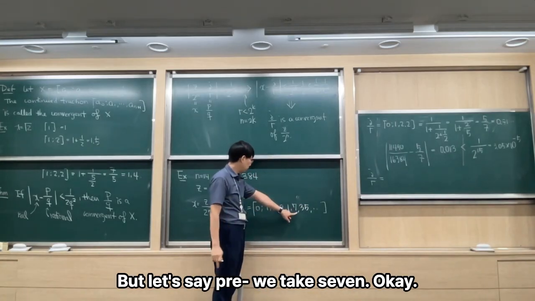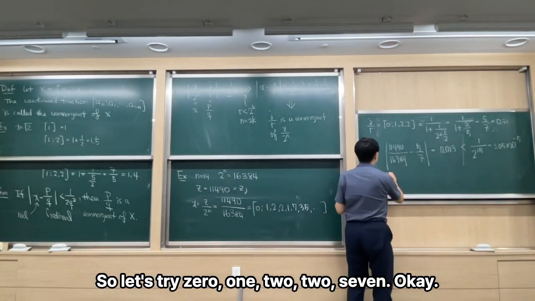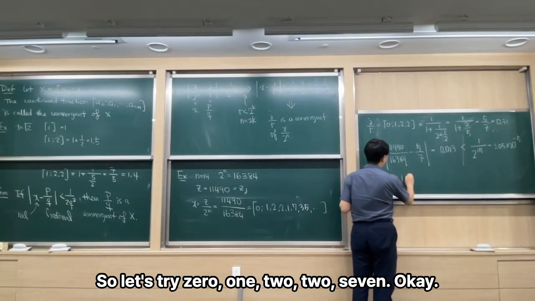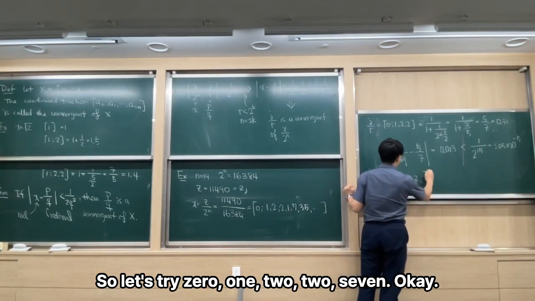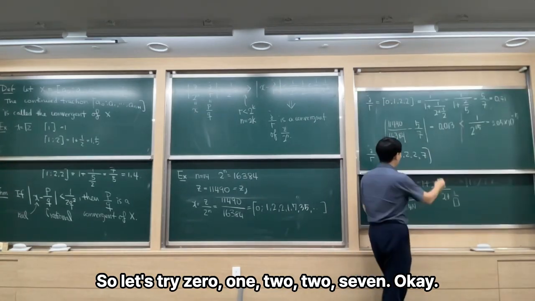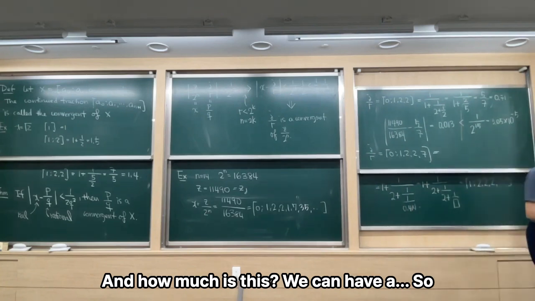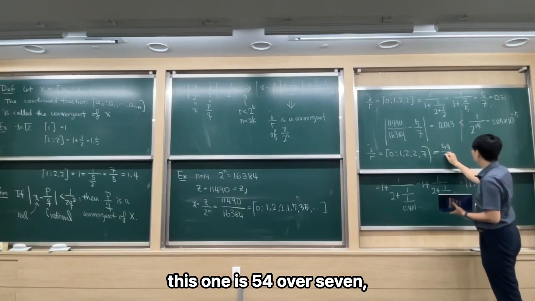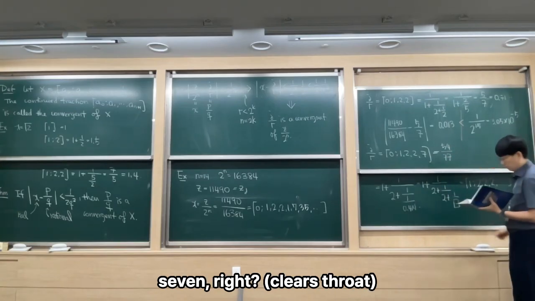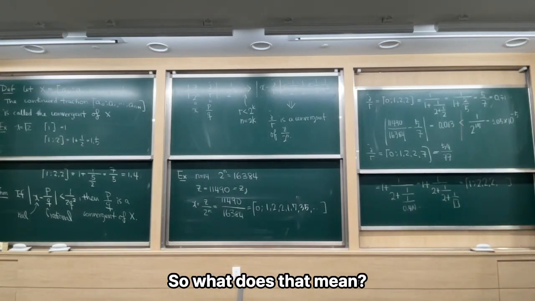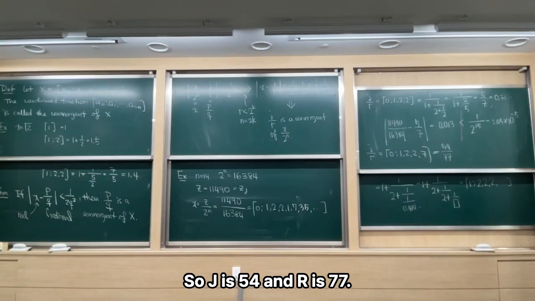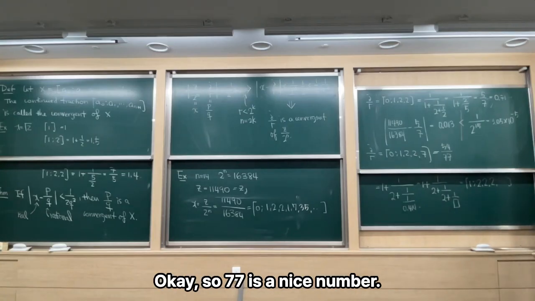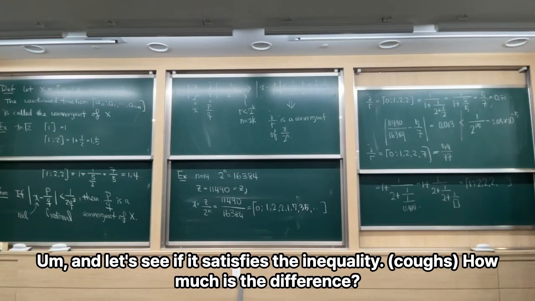But let's say we take 7. So let's try 0, 1, 2, 2, 7. How much is this? This one is 54 over 77, right? So what does that mean? j is 54 and r is 77. Okay, 77 is a nice number. Let's see if it satisfies the inequality.